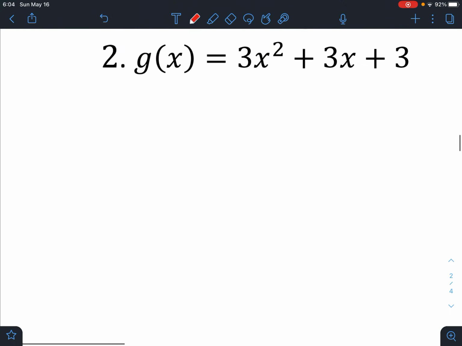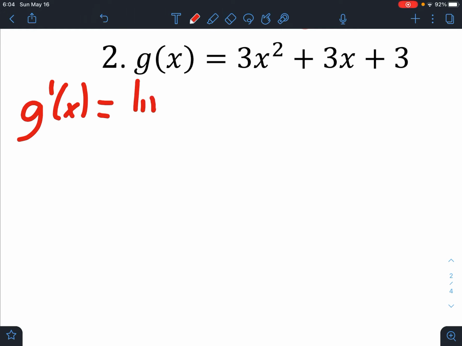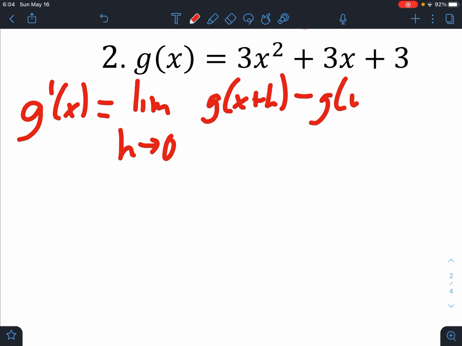All right, second one. So we're going to find the derivative of g. So we'll call it g prime of x. So it's the limit as h approaches 0 of g of x plus h minus g of x all over h. All right, bear with me. There's a lot to write for this one here.